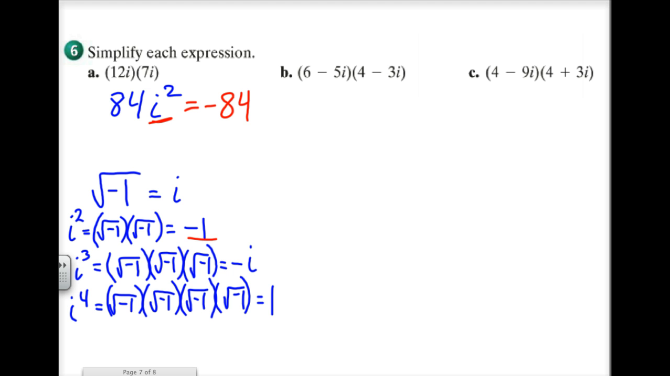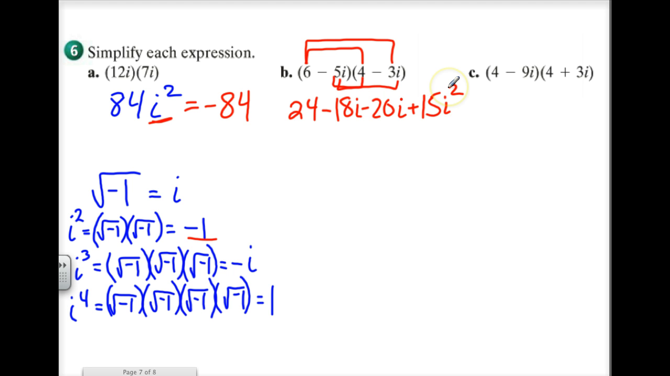Letter B, in this case, use FOIL. 6 times 4 gives you 24. 6 times -3i is -18i. -5i times 4 gives me -20i. And then I end up with -5i times -3i, which gives me -5 times -3, which is plus 15i squared.